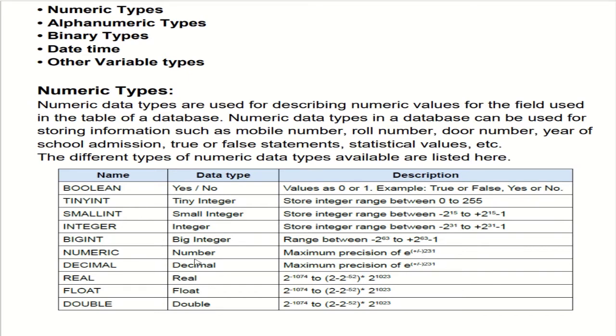Then numeric: in numeric, number data type is stored. In this, the maximum precision of plus or minus 2 raised to 31 is stored. Next, decimal. In this, decimal data type is stored. In this, the maximum precision of plus or minus 2 raised to 31 is stored. And there are many others like real, float, and double.